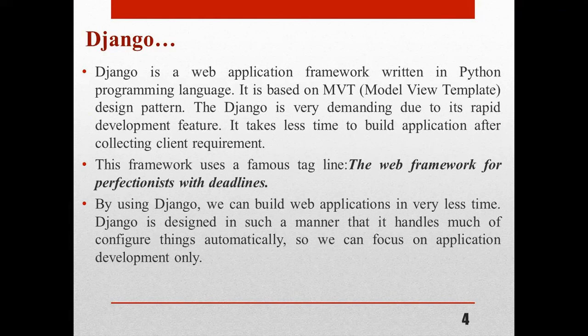Django is very much in demand due to its rapid development features. It takes less time to build an application after collecting client requirements. This framework uses a famous tagline: the web framework for perfectionists with deadlines. That means it takes less time and it is faster and easier. By using Django, we can build web applications in very little time. It is designed in such a manner that it handles much of the configuration automatically, so we can focus on application development only.